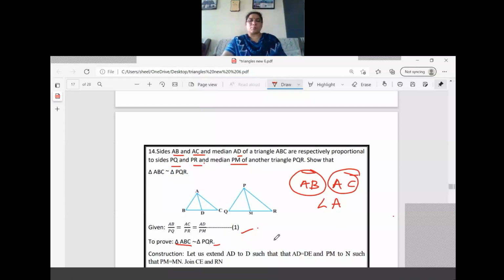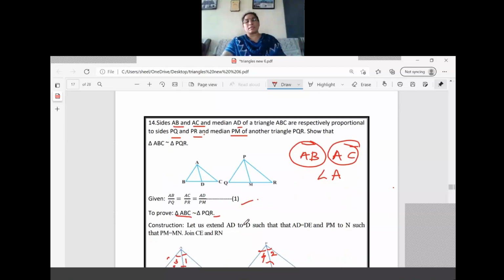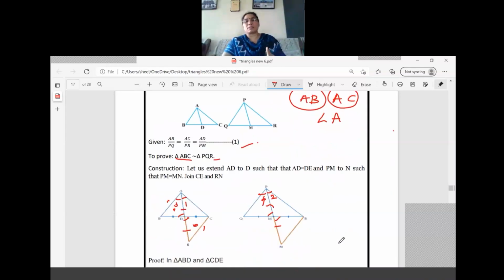Now what is the next step? We should prove that the triangles are similar. If we check what criteria are available to us, only two sides in proportion we got. So the similarity criteria, as we know, are SSS, SAS, then AAA. By using this, we need one more included angle or one more side. Side, no chance, we are not getting any information regarding that. So only the included angle we can do. What is the construction?